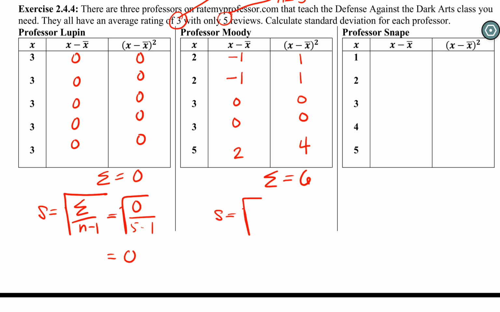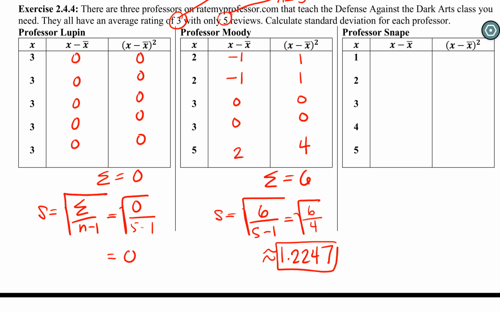Our formula tells us to take that sum, divide it by n minus 1. Why did I put 4 there? I was like, there's something wrong. I know something is wrong, but I can't figure out what it is. Divided by our n minus 1. So we get 6 over 4, which is approximately 1.2247 after you take the square root. I said which is approximately twice because I ran to go get my calculator after pausing the video.